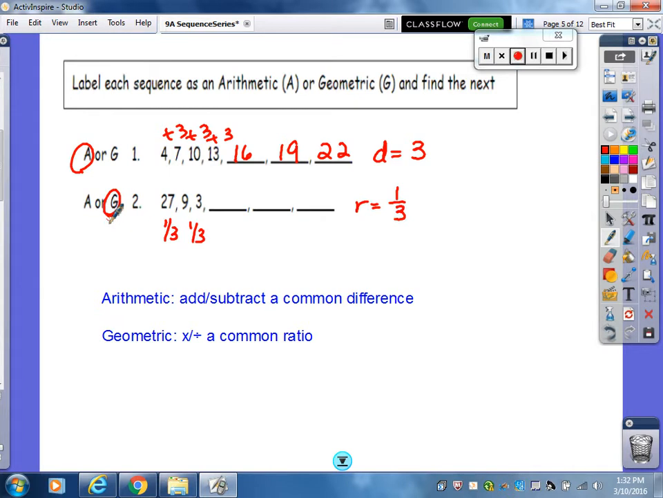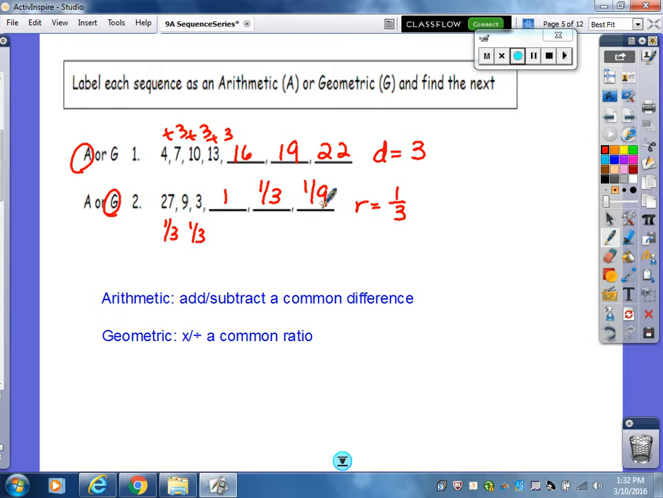All right, continue the pattern. So multiply 3 times 1/3, you get 1. 1 times 1/3, and 1/3 times 1/3. And our pattern can continue. It doesn't have to stop. But you need to know the difference between arithmetic and geometric, because those are the ones you're responsible for in this course. Okay? You'll talk about more in your next level of math courses.